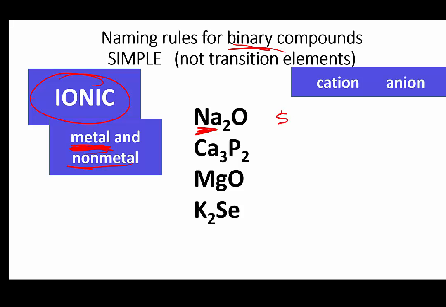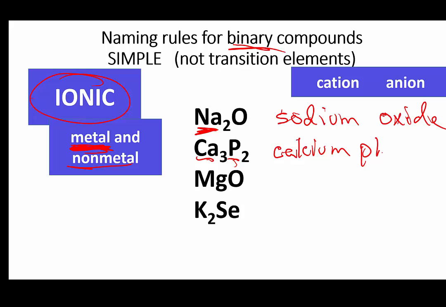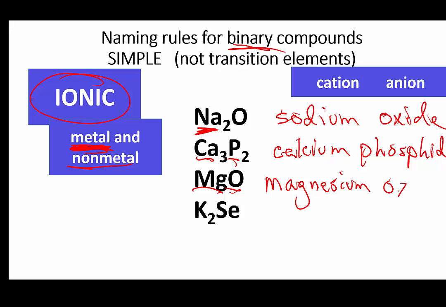Here the cation is sodium and the anion is oxygen. Well, actually the ion is always going to be called oxide. So this is sodium oxide. And here we have calcium and phosphorus. So that's going to become calcium phosphide. And magnesium and oxygen is going to become magnesium oxide.